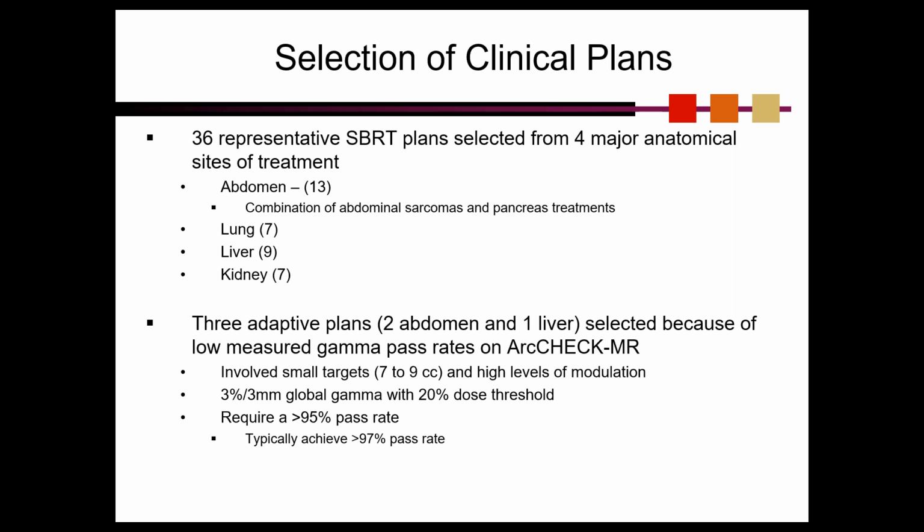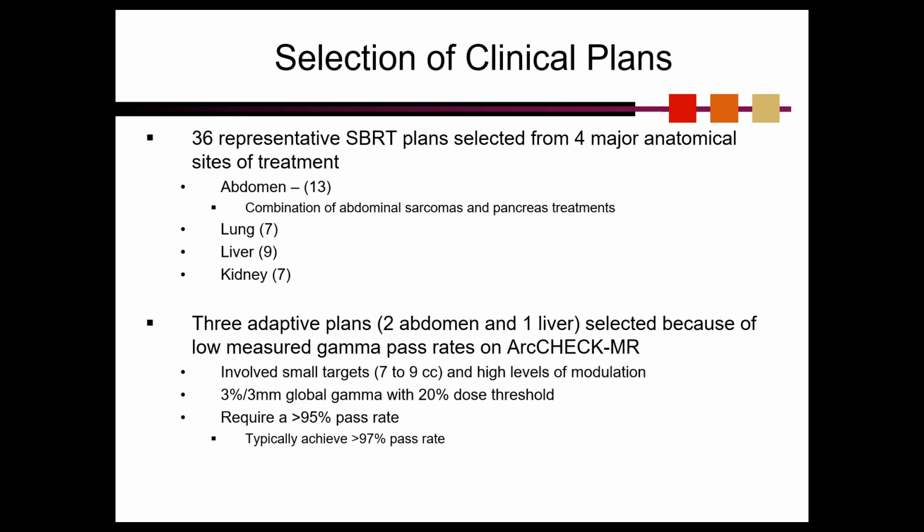Now, these plans have all been delivered previously, and their associated IMRT QA was measured in the past using an ArcCHECK-MR. At the time of the original measurements, our institution implemented a 3% 3 millimeter global gamma criterion with a 20% dose threshold. We required that 95% of points pass to consider a plan measurement suitable for treatment. In most cases on the ViewRay using ArcCHECK, we typically measured results greater than 97% with that criteria in place.